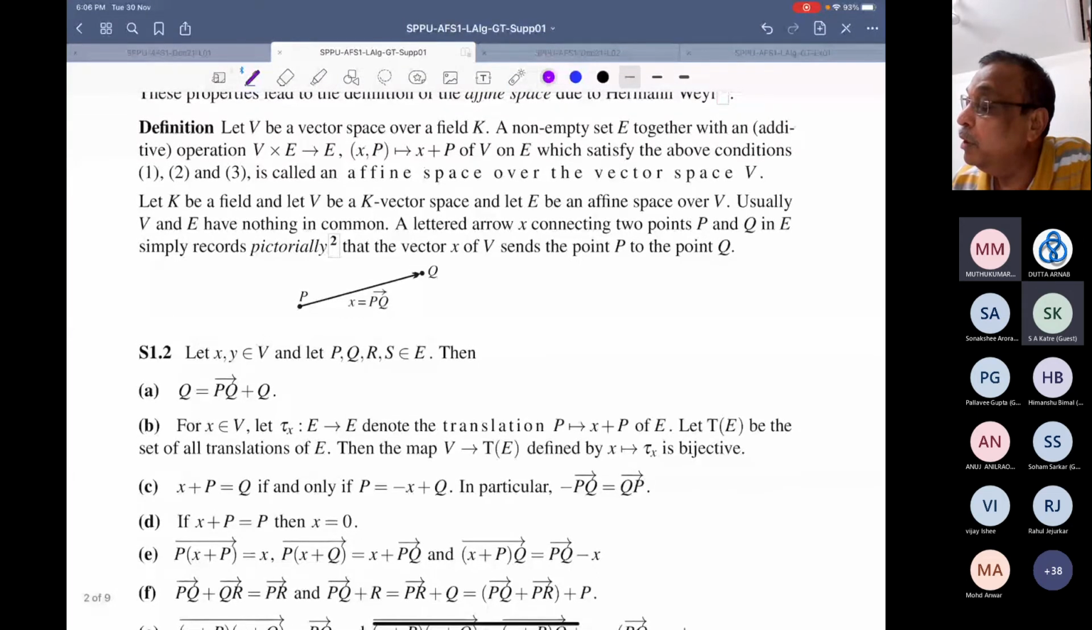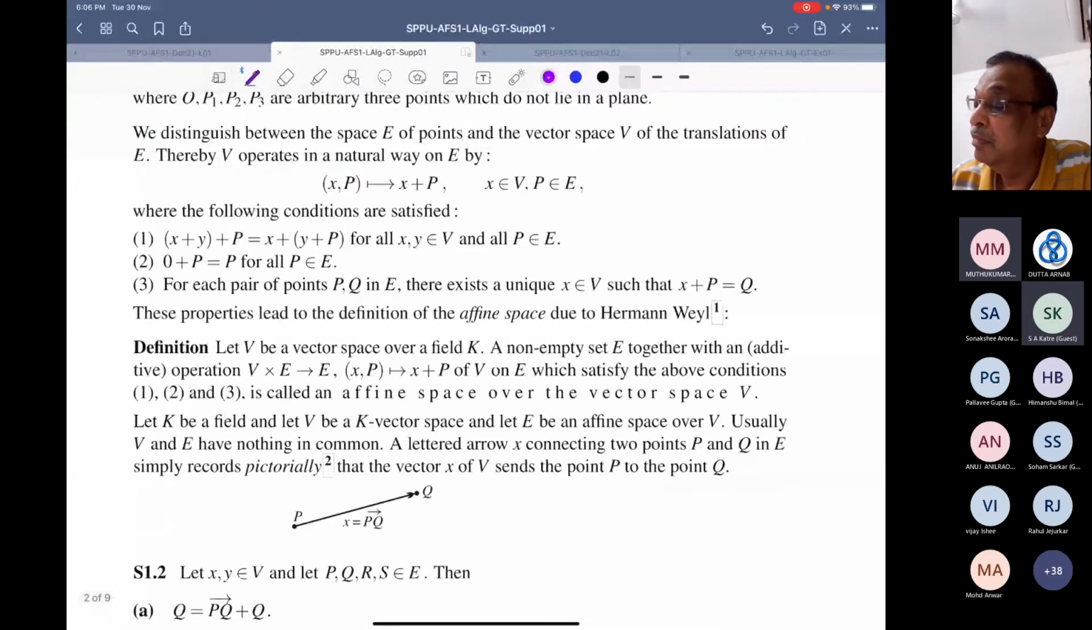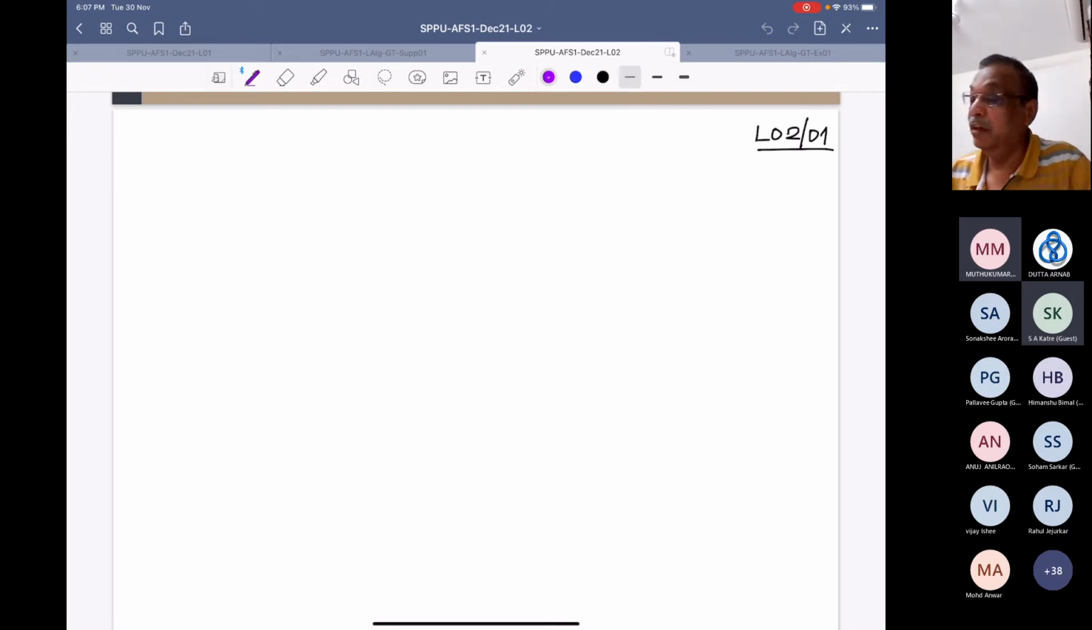What are these 1, 2, 3 properties? The 0 plus P is P, X plus Y plus P is X plus Y plus P, and then for each pair P, Q there is a unique vector X in V such that X plus P is Q. This definition precisely means what an affine space is. So I will now write in my lecture here.